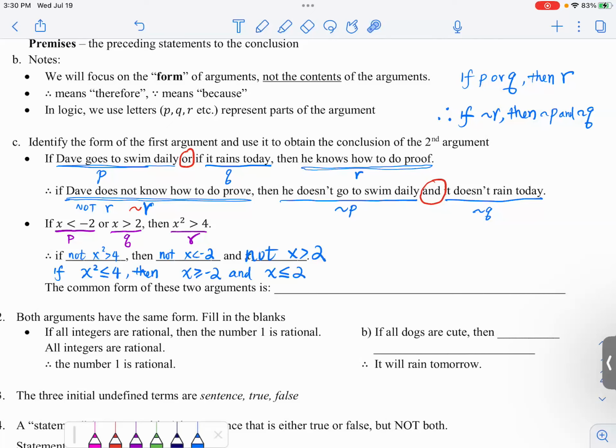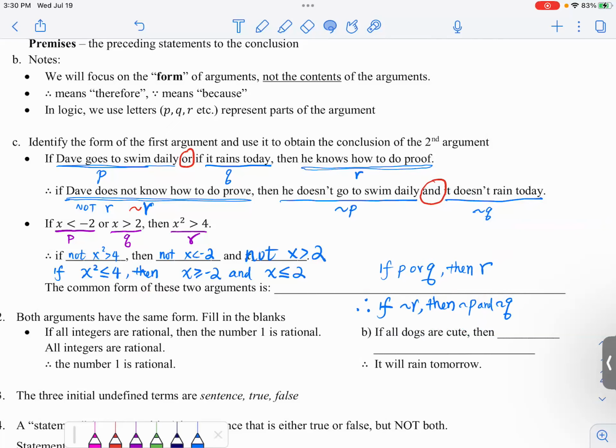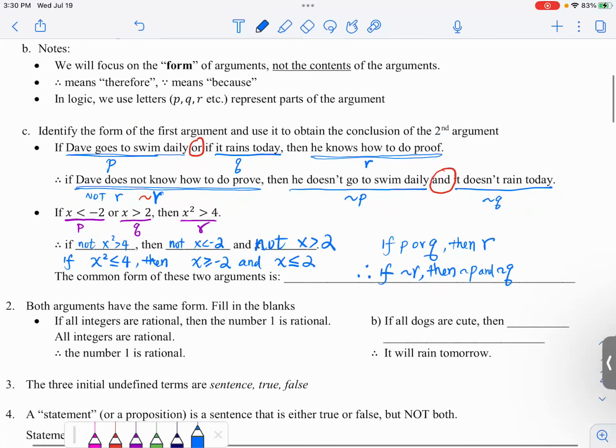So the common form of these two statements is this form, okay? This is the form that we are going to look at. We want to be able to identify the form. That's the first learning objective. So pause a moment and do a little reflection to see if you have any question or something that you don't understand. That would be a good moment to review the video. Let's move on to the next one.